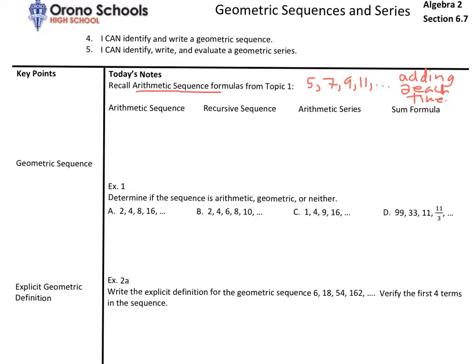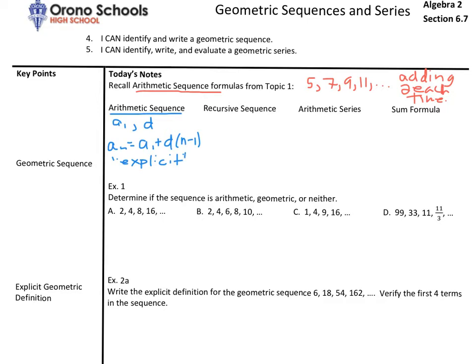An arithmetic sequence is going to be something that requires the first term and the common difference. If you know those two definitions, the formula for any term in an arithmetic sequence is a sub 1 plus d times n minus 1. That was called the explicit formula. Once we knew that formula, we could find any number within that sequence.